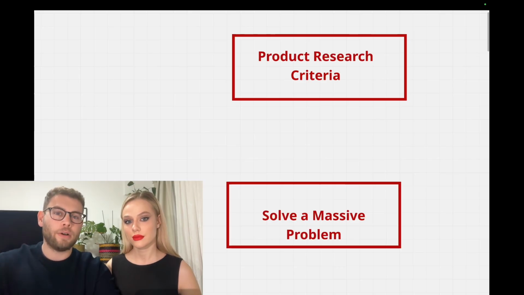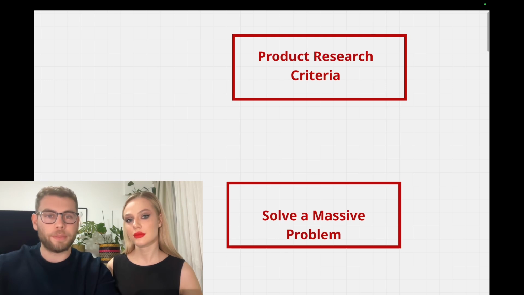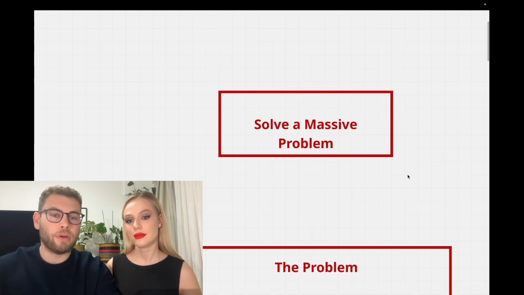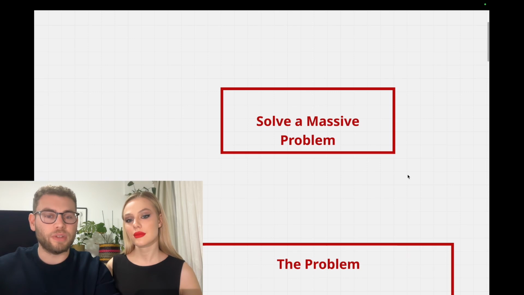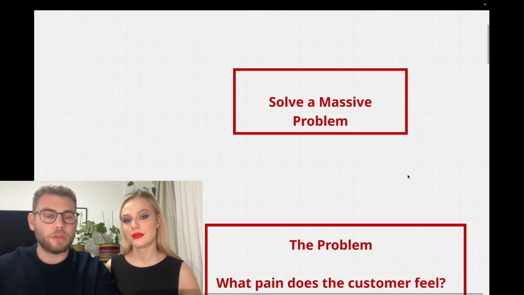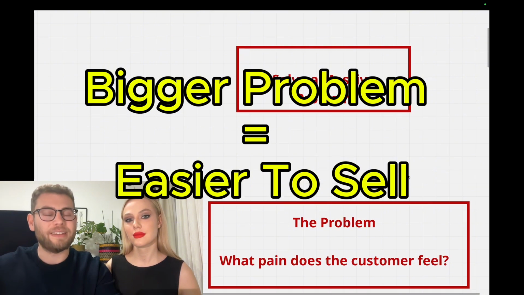When we're running our Shopify stores, we want to build our dropshipping stores around these key criteria. And the first thing we really look for is to solve a massive problem for people. It needs to solve a real, painful problem that people are actively trying to fix. And people feel these issues every single day. If it doesn't solve a clear problem, it's not going to be a winning product. The bigger the problem it solves, the easier it is to sell.